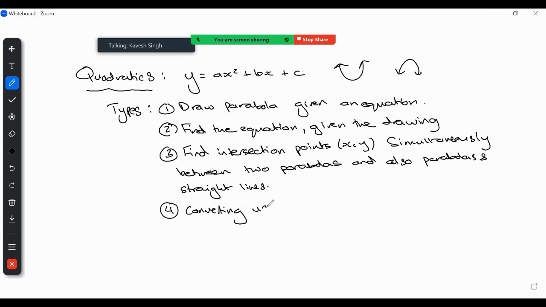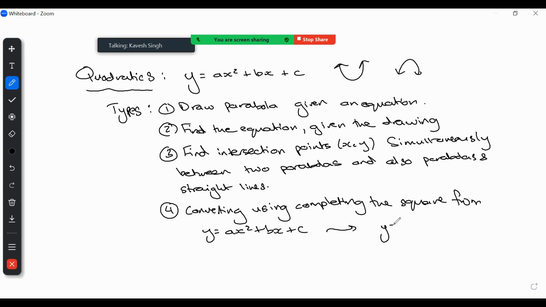using completing the square from y equals ax squared plus bx plus c into the form y equals a, the turning point or vertex form, x minus p squared plus q, where the turning point is pq, or the vertex.